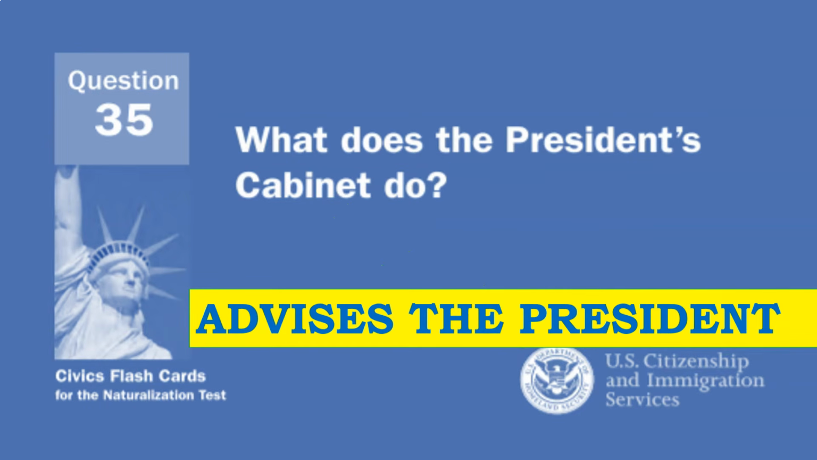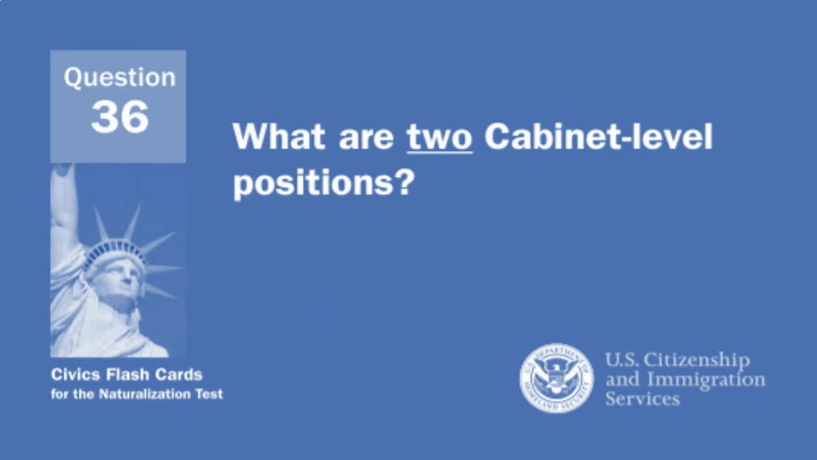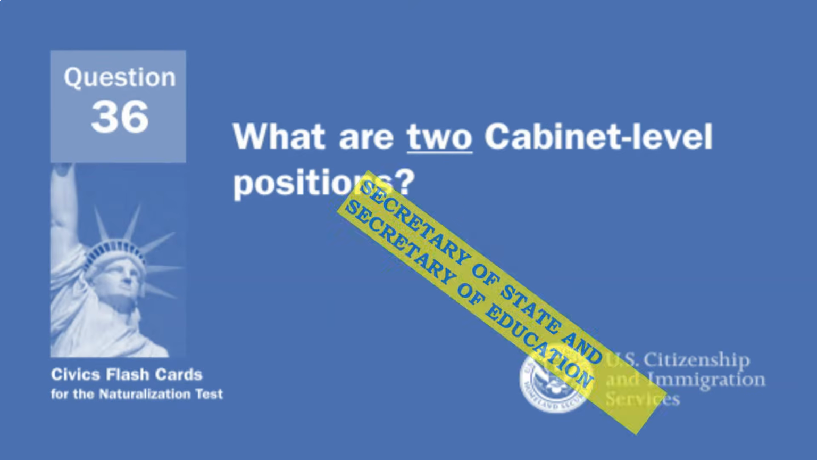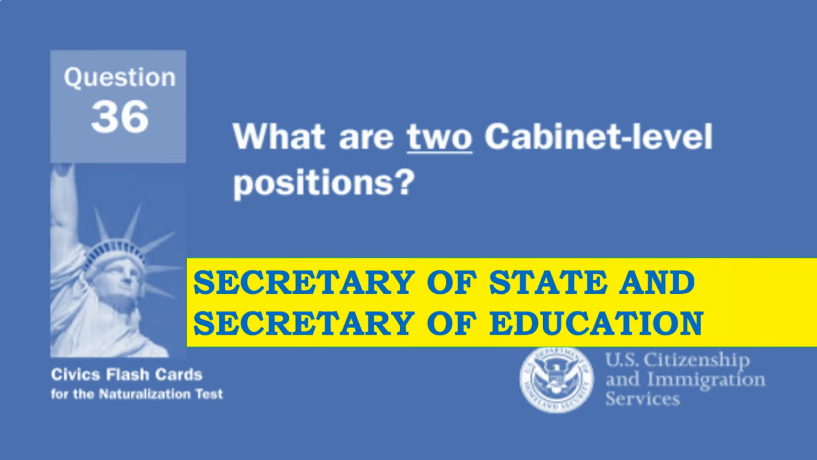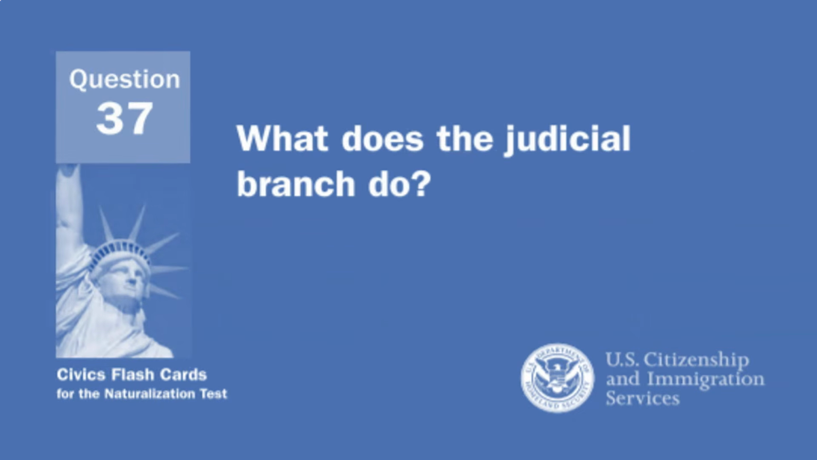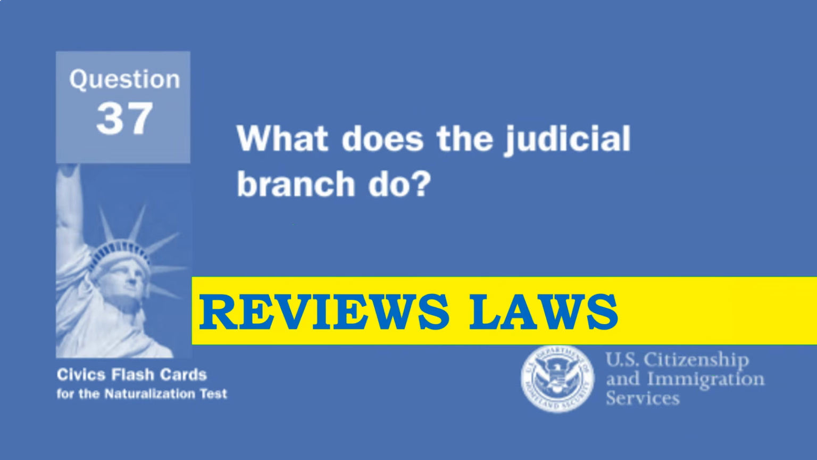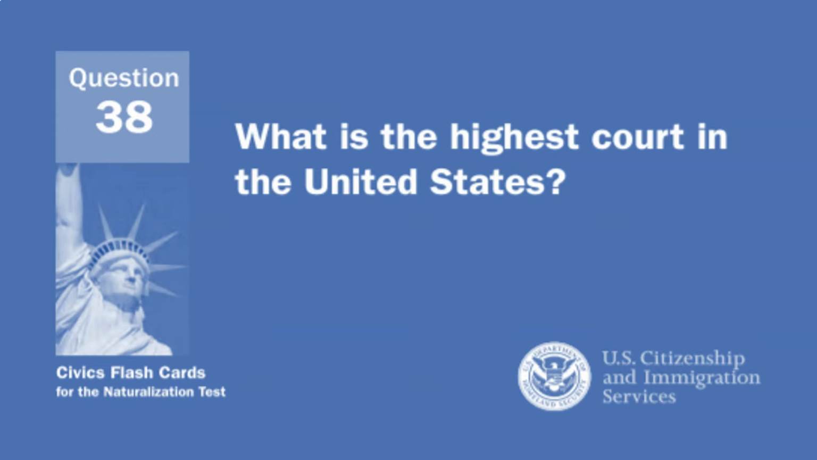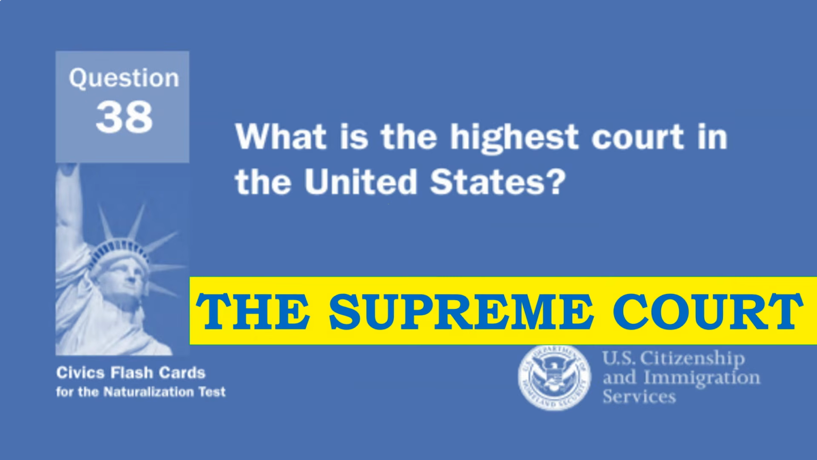What does the President's cabinet do? Advises the President. What are two cabinet-level positions? Secretary of State and Secretary of Education. What does the judicial branch do? Reviews laws. What is the highest court in the United States? The Supreme Court.